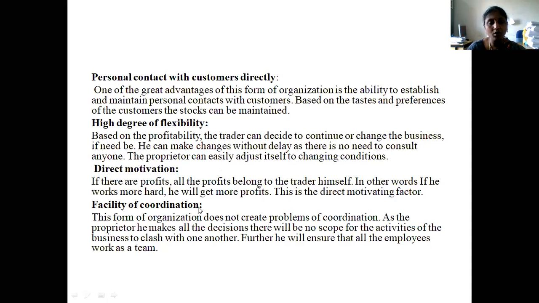Next, facility of coordination. See here, there is no chance of coordination problems with any other persons in this business, because he is the only single person.